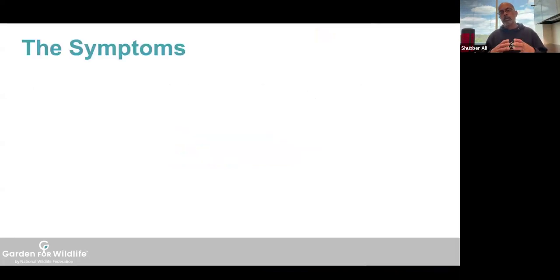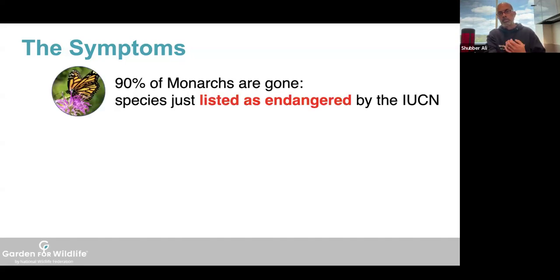The problem that needs to be fixed is actually a massive one here in North America. I'm guessing some of you are already quite aware of this problem, but I'll go through some of the symptoms right off the bat. 90% of the monarchs are gone. Everybody knows about the monarch, and of course, milkweed being the thing that they need to eat. The caterpillars need to eat specific species of milkweed. They were just listed as endangered recently, but it's not just the monarchs.